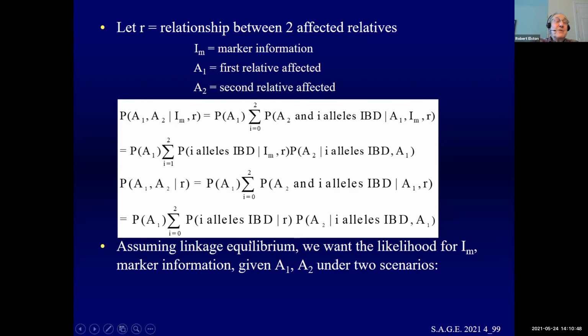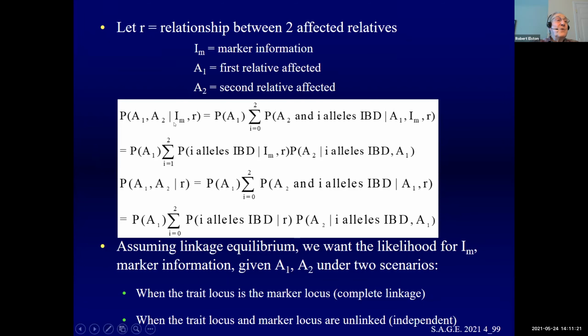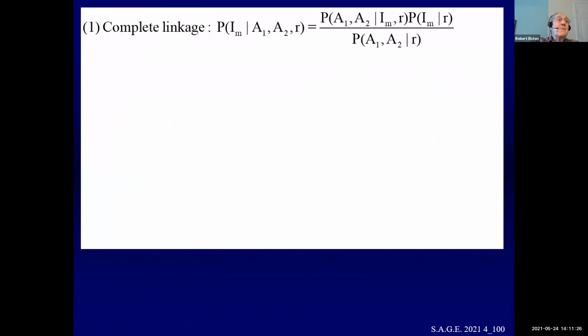Assuming linkage equilibrium, we want the likelihood for the marker information, given that A1 and A2 are both affected, under two scenarios. You want it when the trait locus is the marker locus, that's complete linkage, and you want to contrast it with when the trait locus and the marker locus are unlinked, independent. That's what you want to do. We will be using all these expressions in a minute, and then you'll see things cancel out.